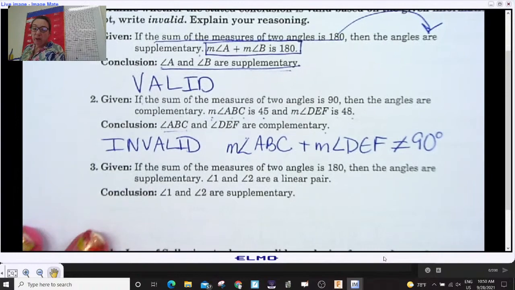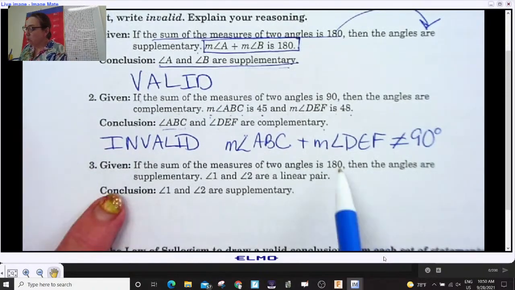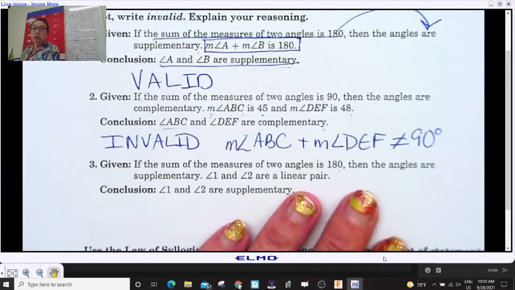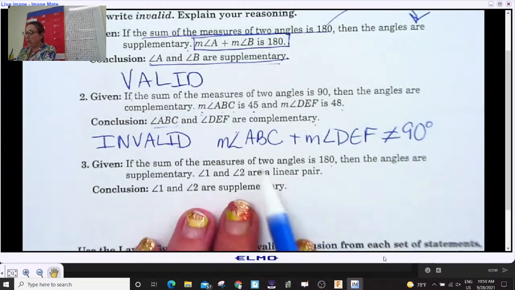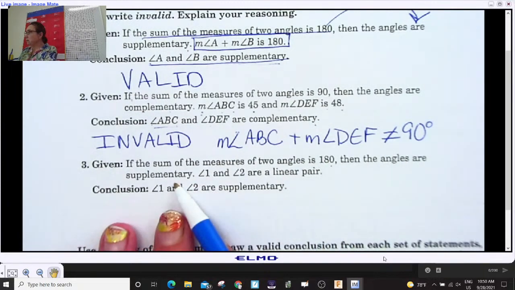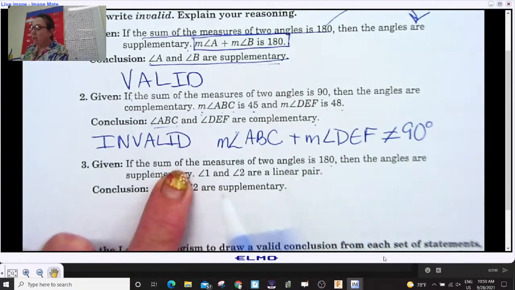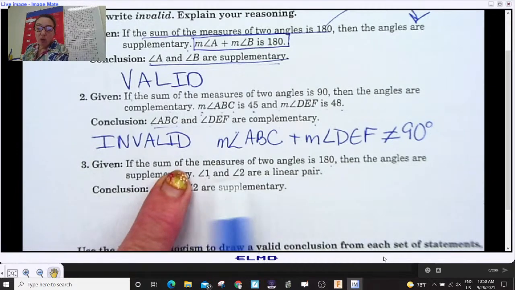Okay, number 3. If the sum of the measures of two angles is 180, then the angles are supplementary. Now, is that true? If they add up to 180, are they supplementary? That's true, right? Now, they give you this information. Angle 1 and angle 2 are a linear pair.